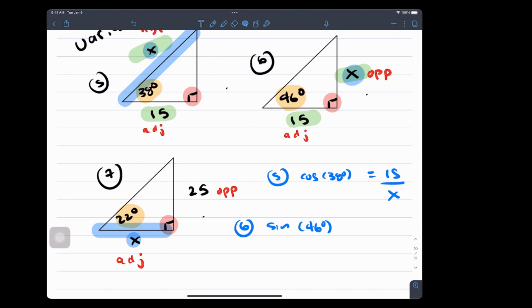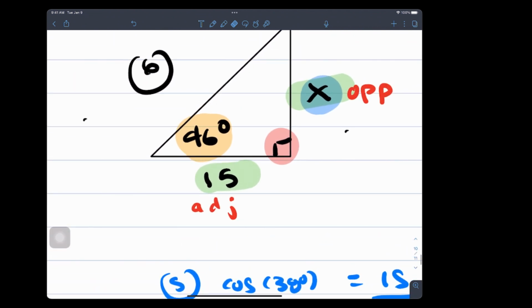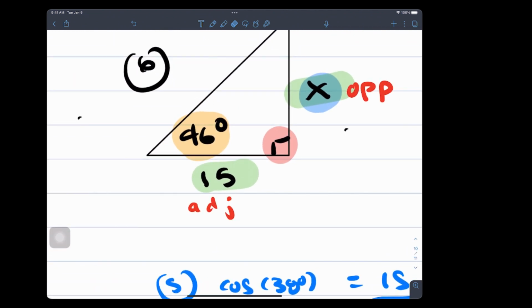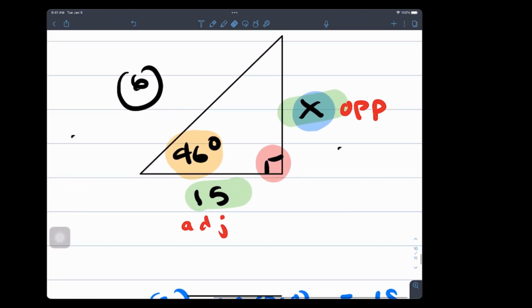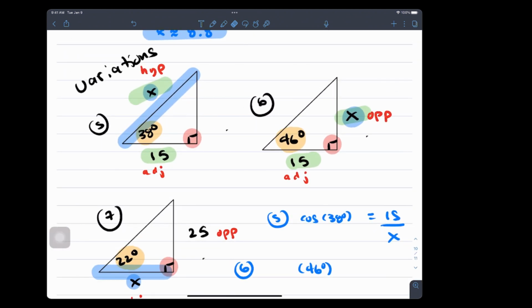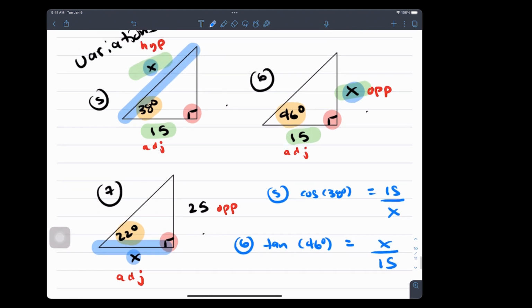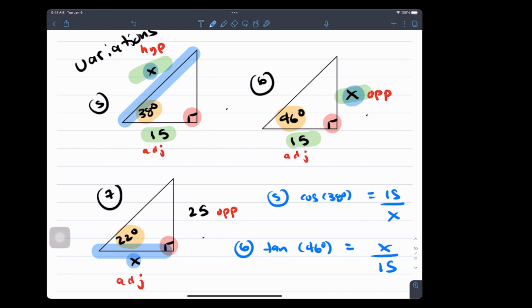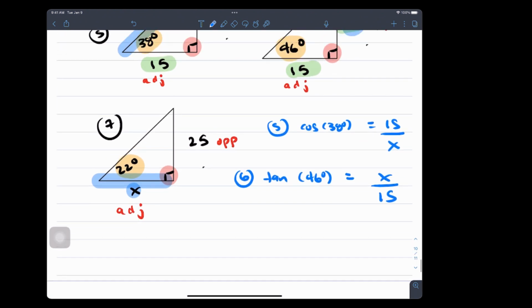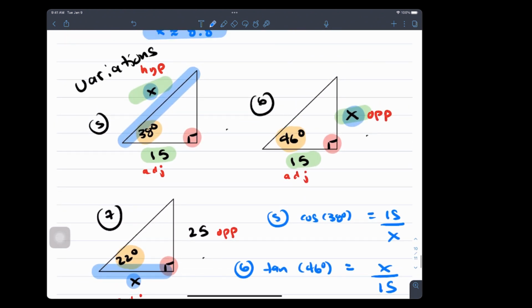I don't use sine for number 6, do I? What do I use? Which trig ratio involves the language of opposite and adjacent? So that one has to be tangent. Is that right? Okay, you guys okay with that? So this has to be tangent, and that's going to be x over 15. So the ratios here are being used. That's for number 6.